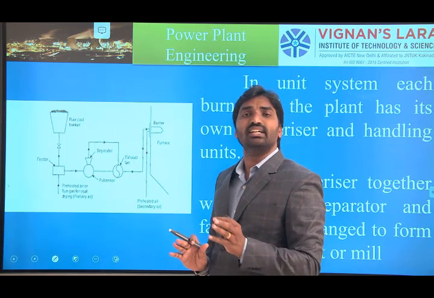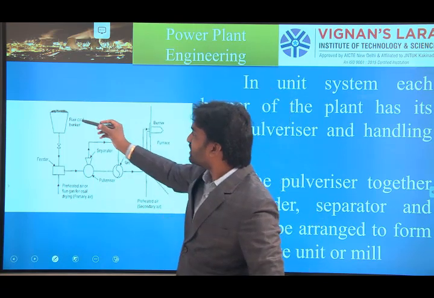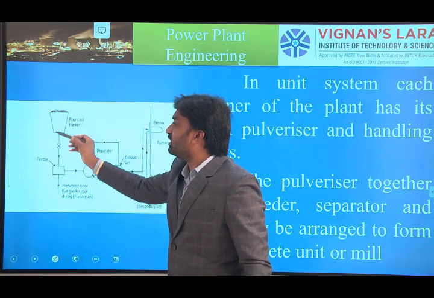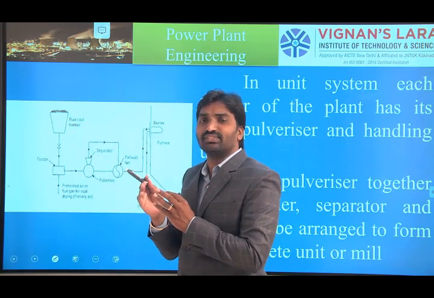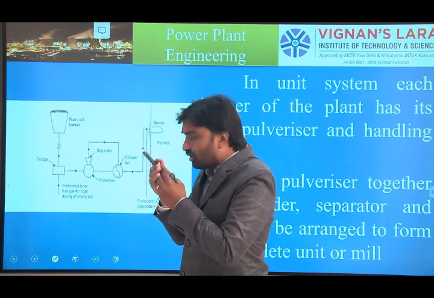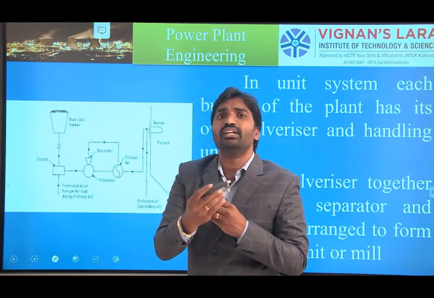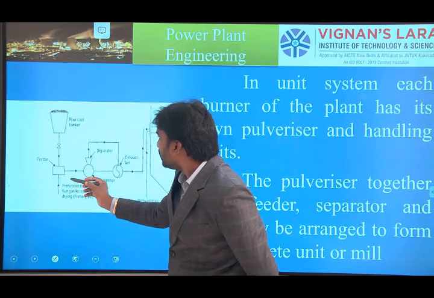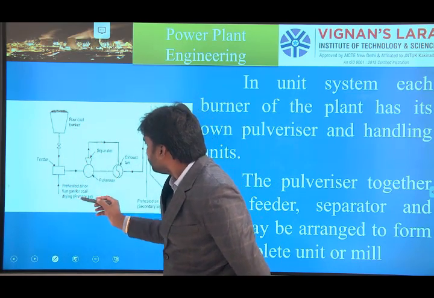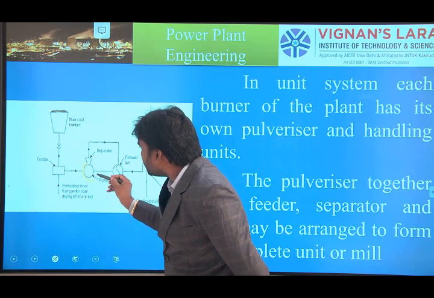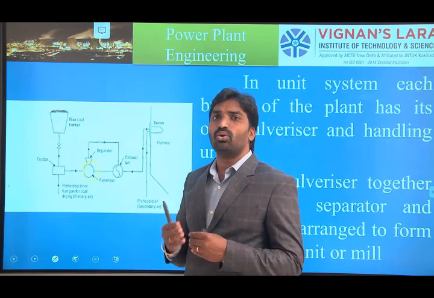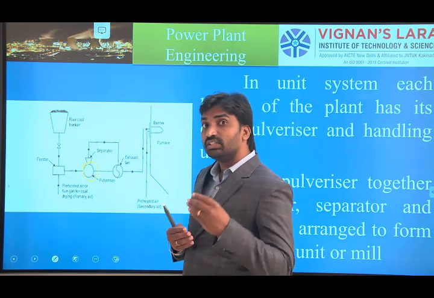See here in the layout diagram, everything is interconnected. For example, first we consider the raw coal. Here we are taking the raw coal, which is of large particle size. That raw coal we need to convert into powder format. So here we are using the feeder, which is connected to a pulverizer. This is the pulverizing unit, the grinder. This grinder grinds the coal and it is converted into powder format.